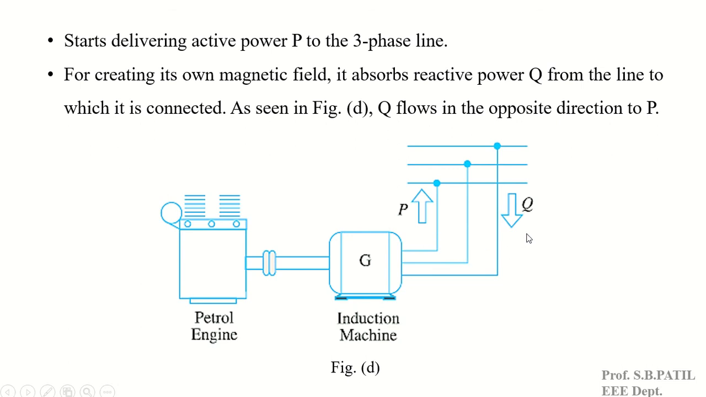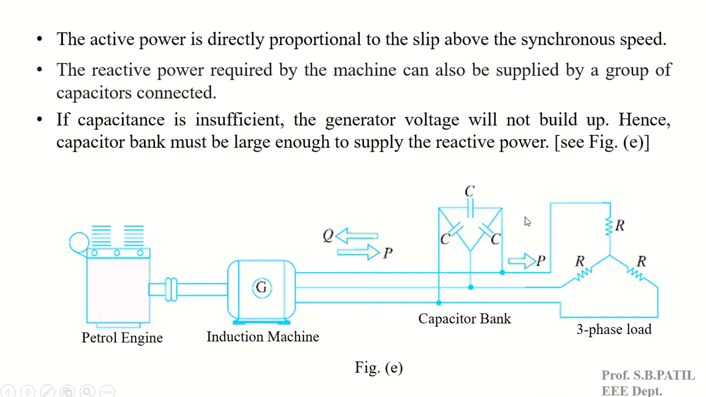The reactive power required by the machine can also be supplied by a group of capacitors connected across the terminals, as shown in this figure. This arrangement can be used to supply a 3-phase load without using an external source. The frequency generated is slightly less than that corresponding to the speed of rotation. If the capacitance is insufficient, the generated voltage will not build up. Hence, the capacitor bank must be large enough to supply the reactive power as shown in the figure.